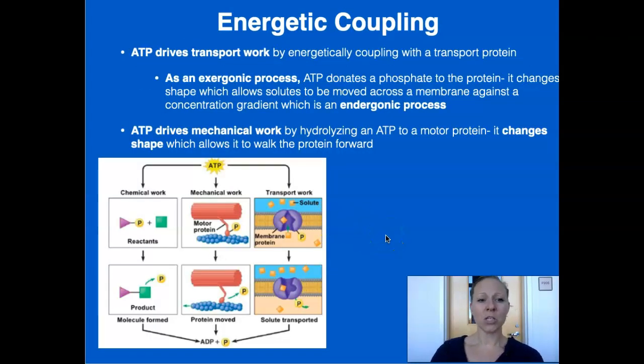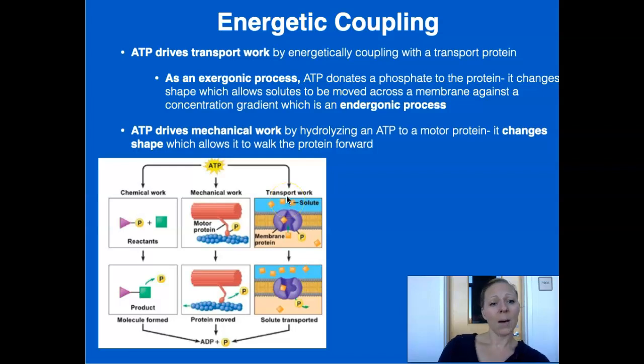And so ATP drives transport work by energetically coupling with a transport protein. If we look at this picture here, the ATP, in order to move molecules against their concentration gradient, well, that is an endergonic process. It's going to require energy. And so ATP is going to donate its phosphate group. It's going to release 7 kilocals, and the 7 kilocals is going to change the shape of the enzyme, which is going to allow the molecule to be driven across, or up its concentration gradient, and released on the other side of the membrane.